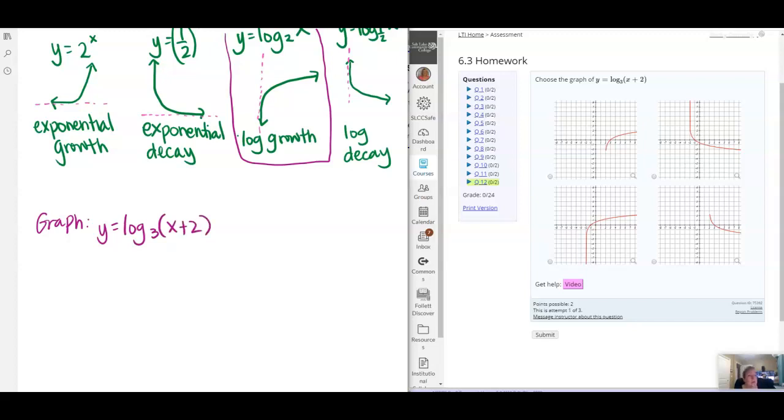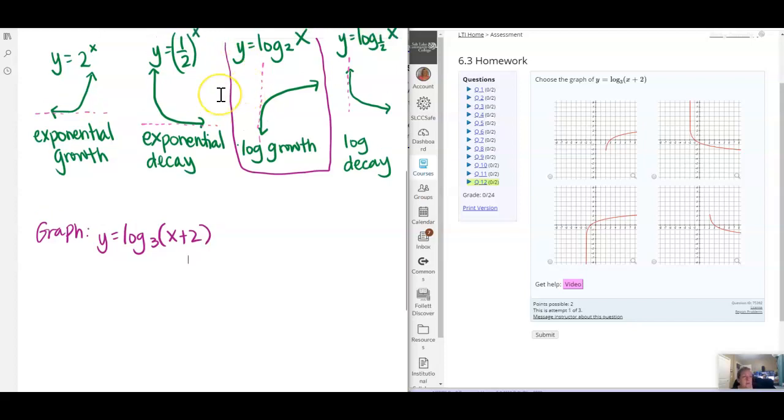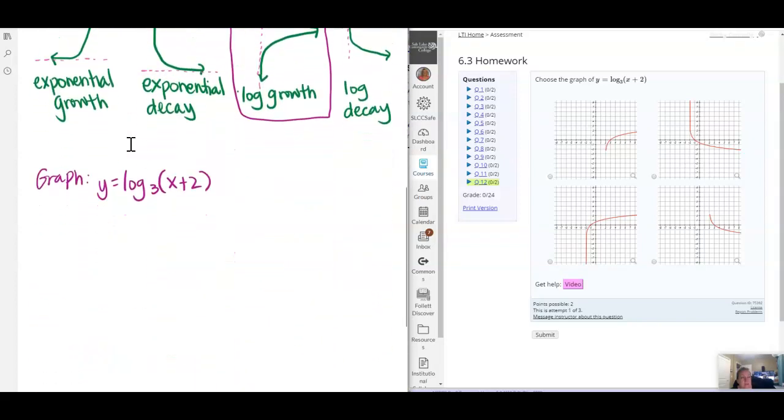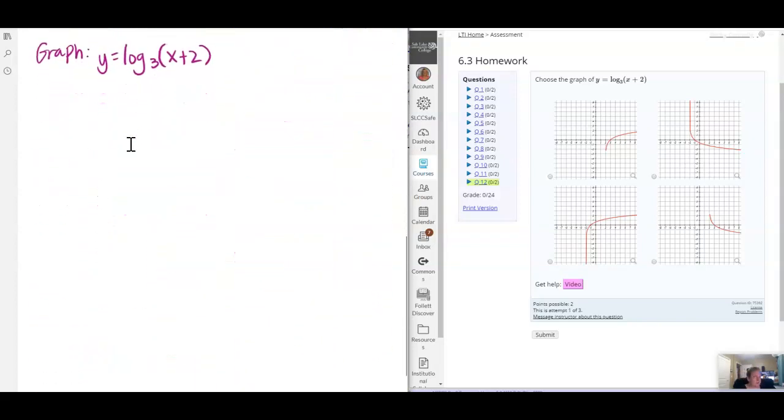All right, so again, just like we started out the other one, we still need to do these steps. Change to exponential form, solve for x, and then make sure you're picking your y's and figuring out what your x's are from there. Okay, so let's first change this to exponential form. That means we're going to do 3 to the y power. You start with your base, raise it to whatever power, the letter that's by itself out here, a number by itself. 3 to the y power equals all of this. So 3 to the y power equals x plus 2.